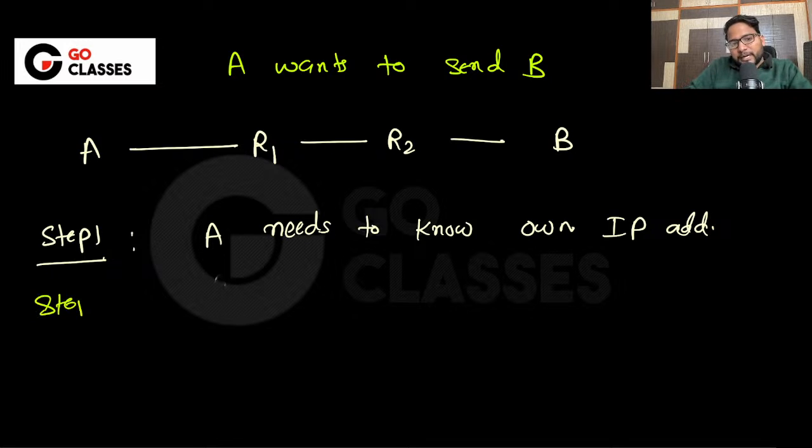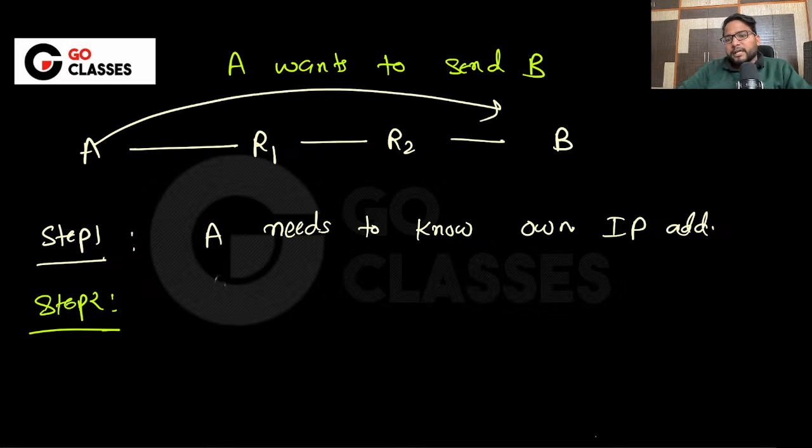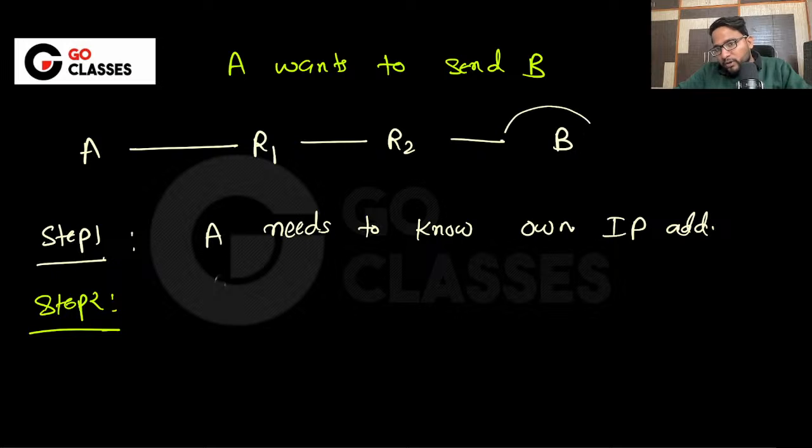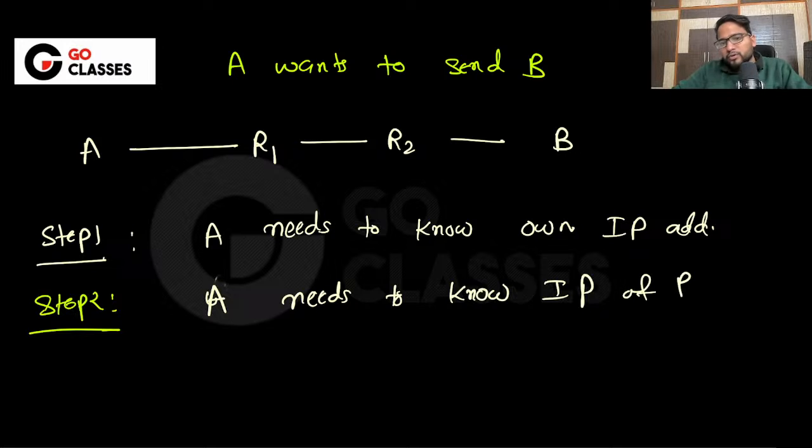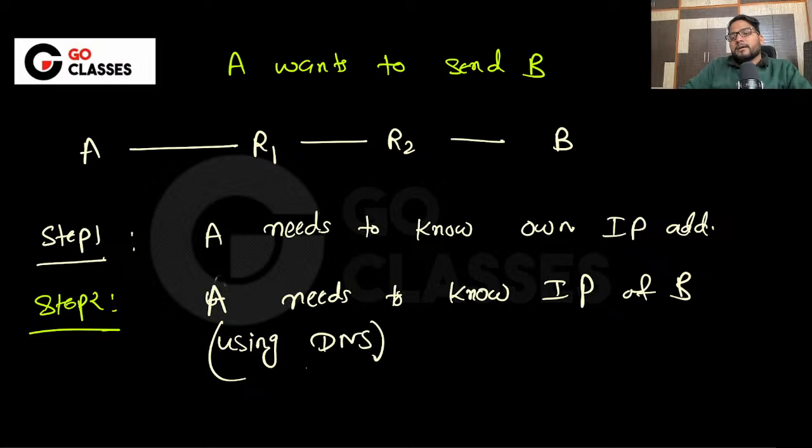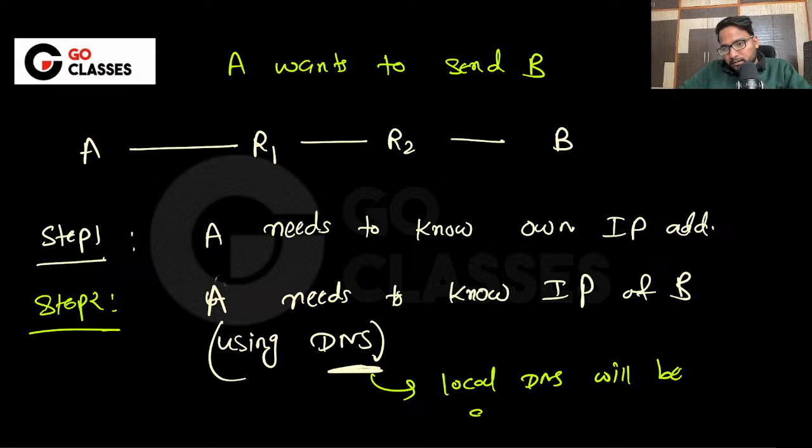Now let me tell you step two. If A wants to send to B, then it must know the IP address of B. So using DNS, A needs to know the IP of B. That will be done using DNS. But how will it get the local DNS? The local DNS will be discovered using DHCP.